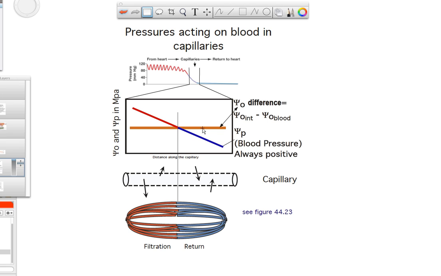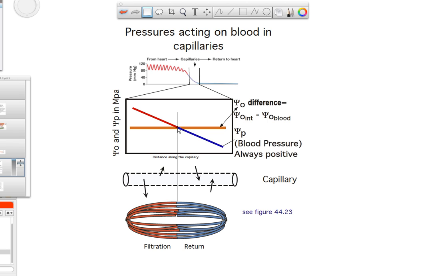There's more solute in the blood than there is in the interstitial fluid. So this is the balancing. This is the difference in osmotic potential. That's the difference in pressure potential. When those differences are equal, then you have equilibrium. More pressure, lower osmotic potential in the blood.